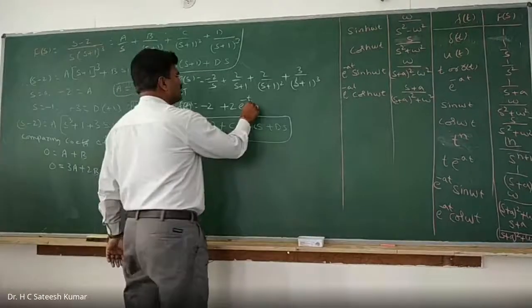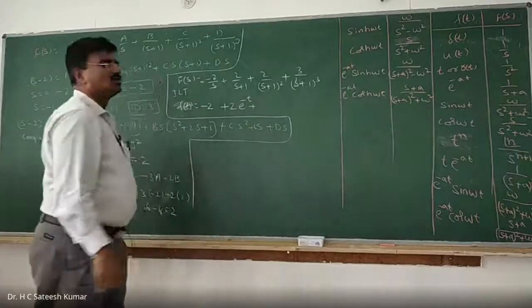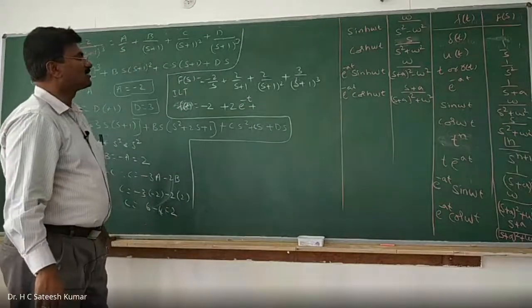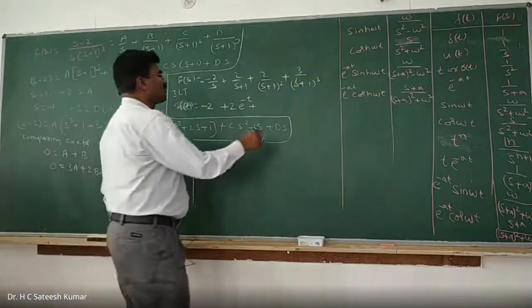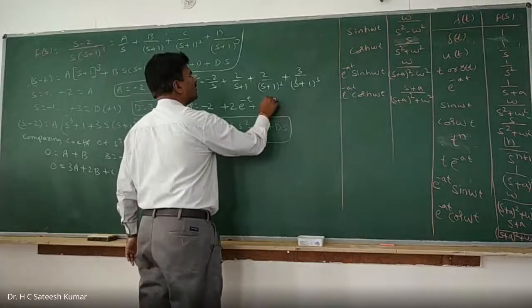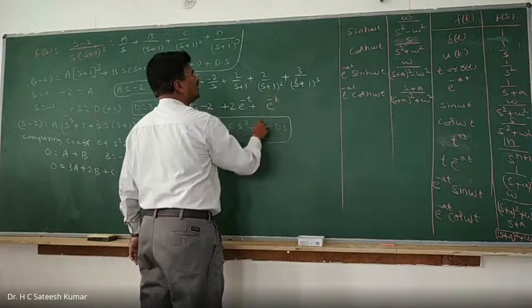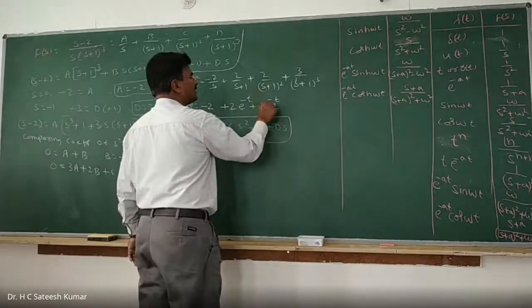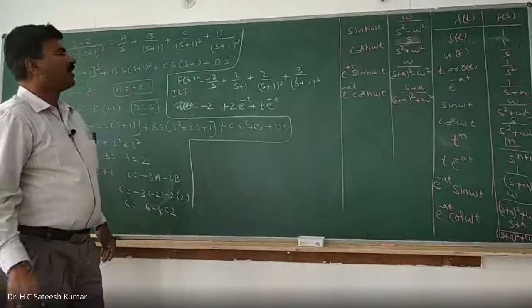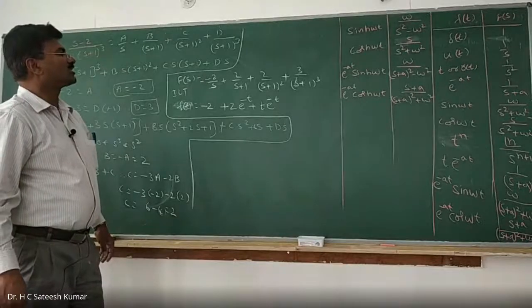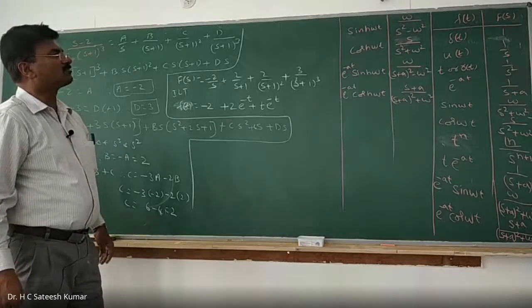And next, S plus 1 whole square. 1 by S plus 1 whole square is e to the power of minus t into t. We can write it. Next, 1 by S plus 1 whole cube. What is this?